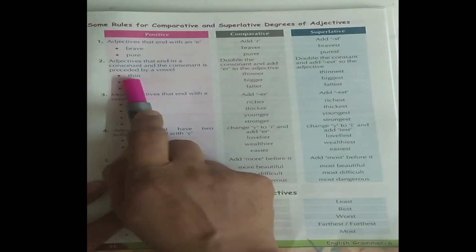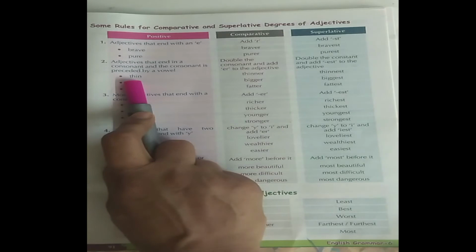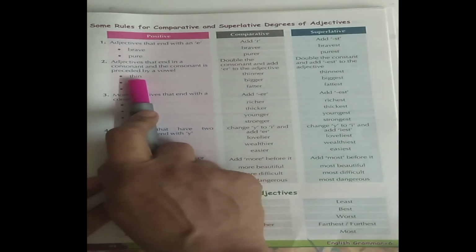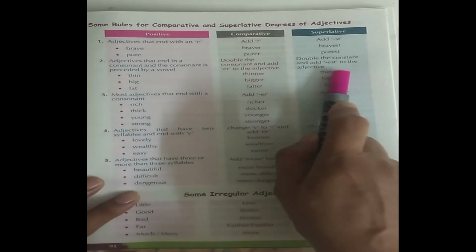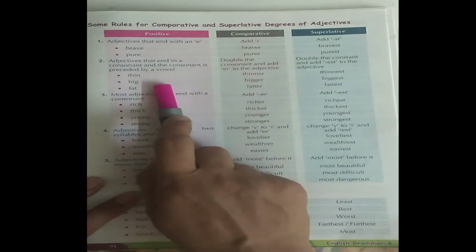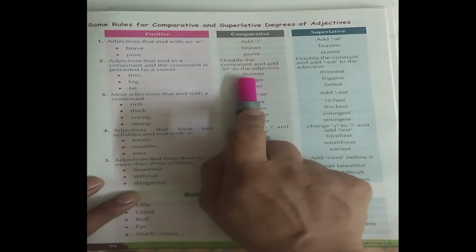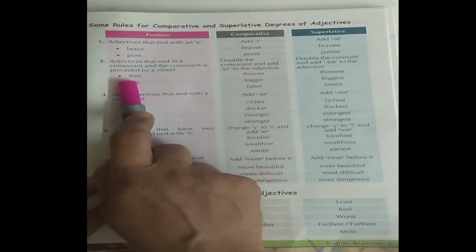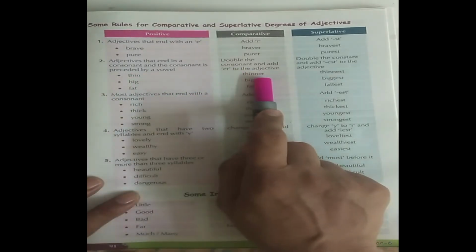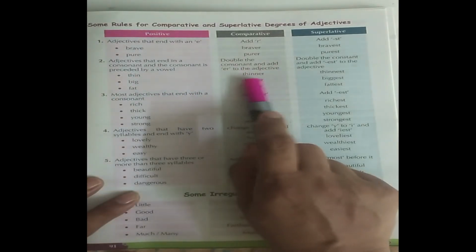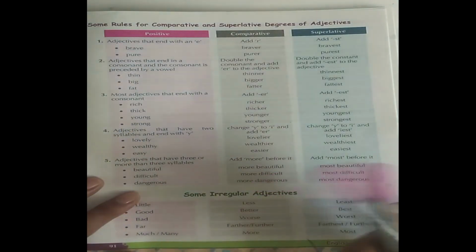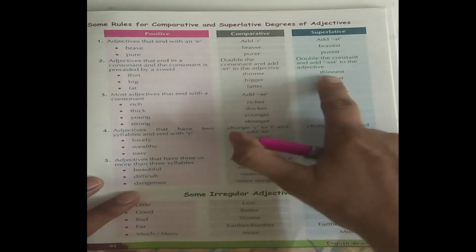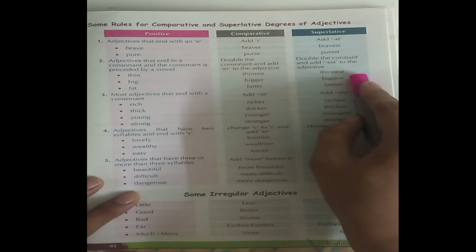As the adjective given is thin, and you are asked to put it into comparative and superlative forms, what will you do? You will double the consonant because it is preceded by a vowel. Which vowel is here? I. So the comparative will be thinner, T-H-I-double N-E-R, and the superlative will be thinnest, T-H-I-double N-E-S-T.